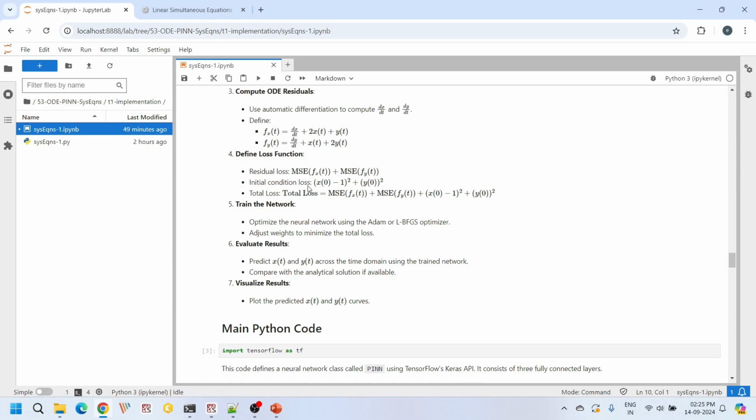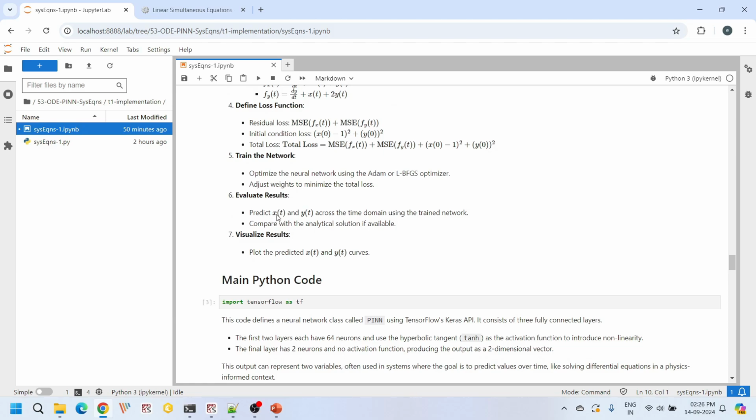And once we have this total loss, we optimize the neural network using the Adam or L-BFGS optimizer. During this optimization process, we update the weights of the neural network to minimize the total loss. And we repeat this process several times. Once we have a sufficiently accurate neural network, we evaluate x(t) and y(t) over a test domain using the trained network, and we compare the results with the analytical solution if available. So finally we visualize the x(t) and y(t) curves.